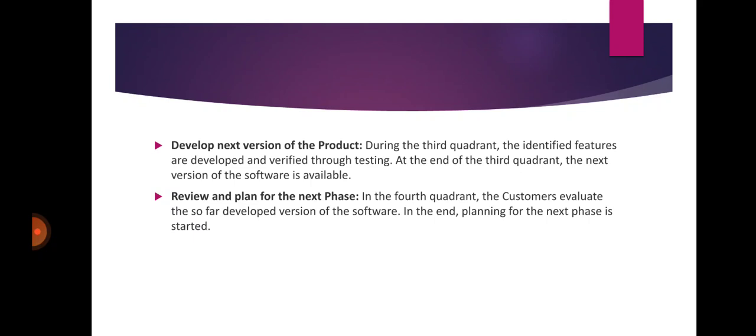During every phase we test whether the product works efficiently, whether the specification is perfect, and customer satisfaction should be given. So in every phase testing is mandatory. At the end of the third quadrant, the next version of the software is available. In this we test everything and come to the conclusion that the software is available. And the fourth quadrant is about review and plan for the next phase.